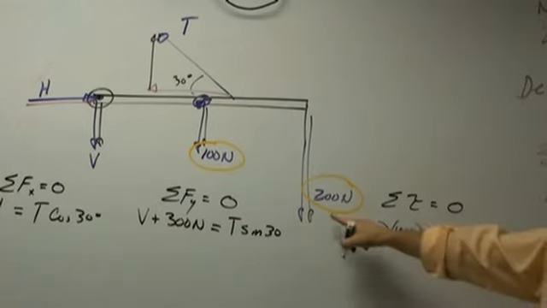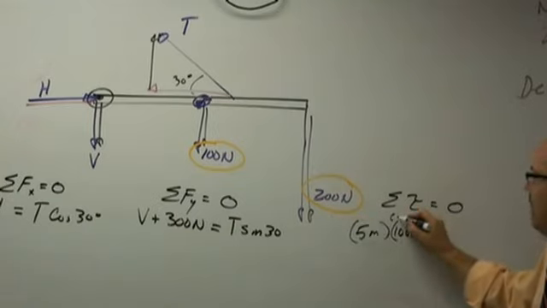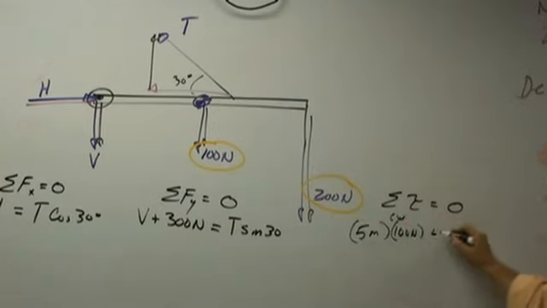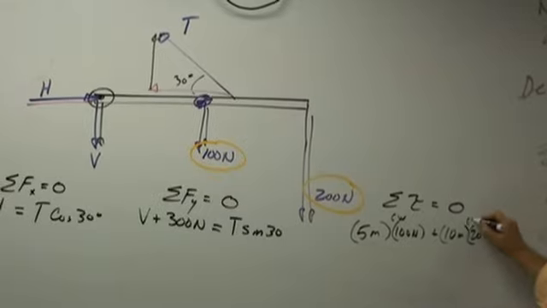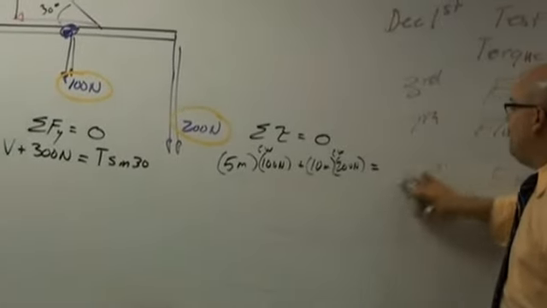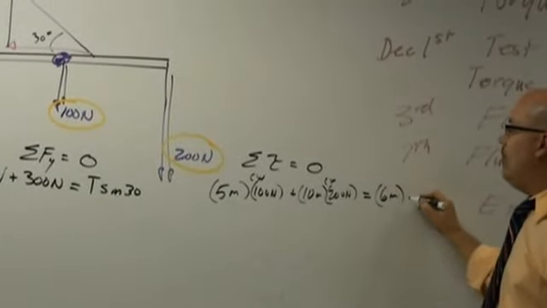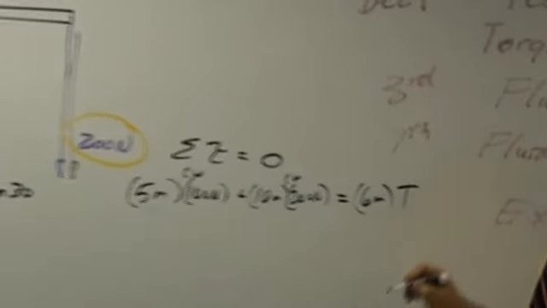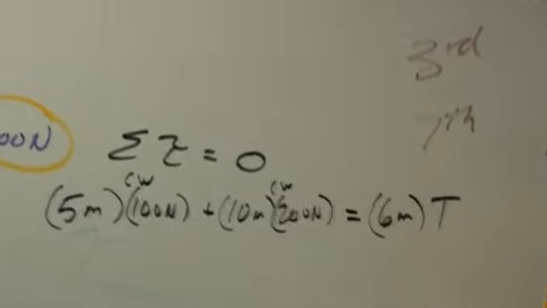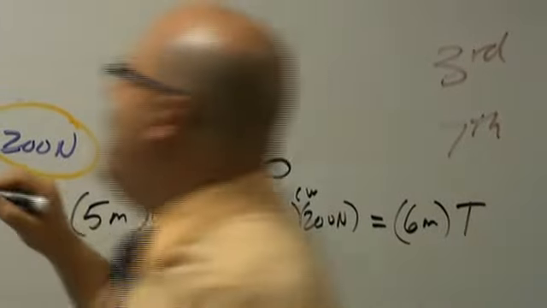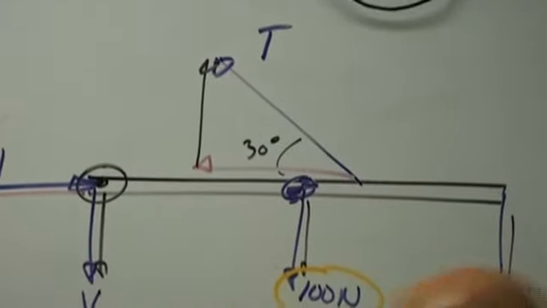Okay, plus, these are all my clockwise torques. 10 meters times 200 newtons, that's clockwise, and that equals, 6 meters is my radius for that one, times tension. Ooh, we got an angle this time. Sine of 30. Now, remember, I just want the perpendicular part of tension, right?